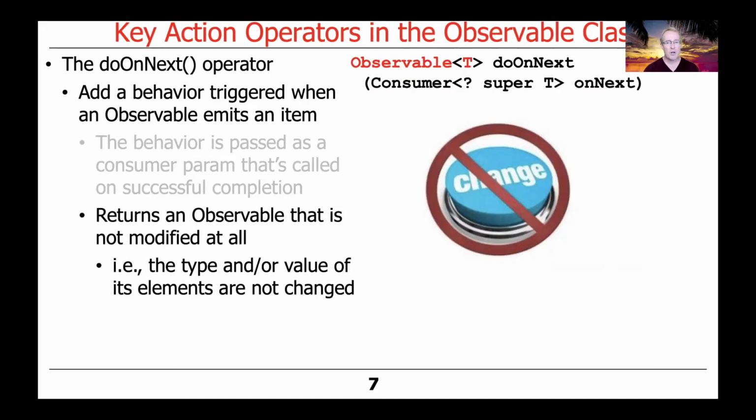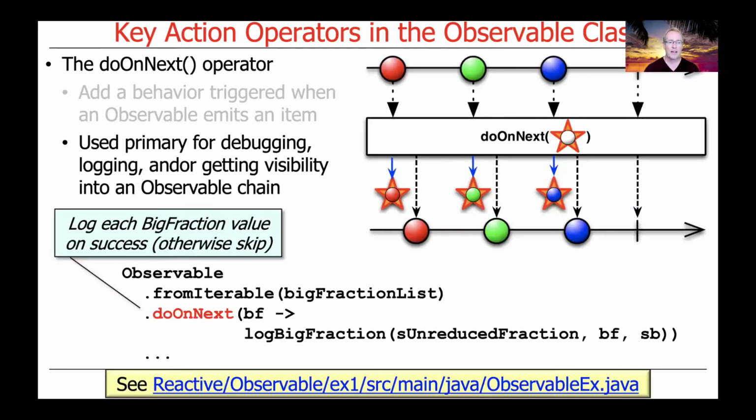The value that's returned from doOnNext is simply an observable that's not modified at all. In other words, its type and/or its value and the values of its elements are not changed or modified in any way, shape, or form. This particular operator is most commonly used for debugging, logging, and/or for getting visibility into an observable chain, trying to see what's happening under the hood, if you will.